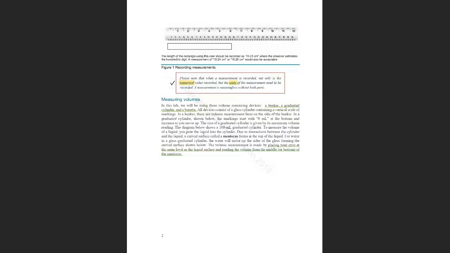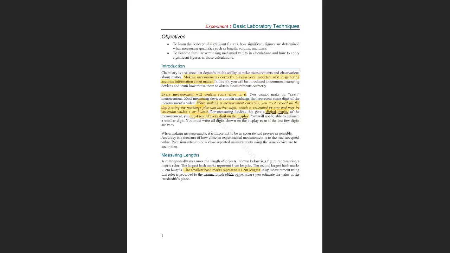Let's continue with the write-up of this experiment. Let me go back here, down. Okay, so now we said at the beginning that this experiment, number 1, is all about learning how to measure. It's all about measuring with the correct number of sig figs and making calculations. So they start with measuring length.